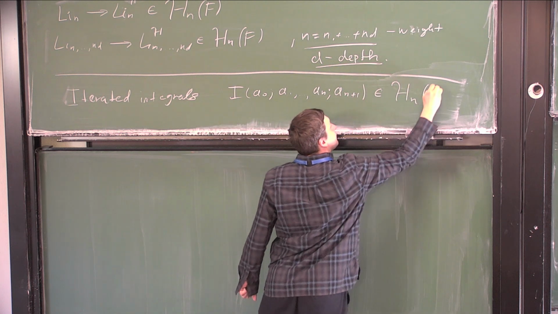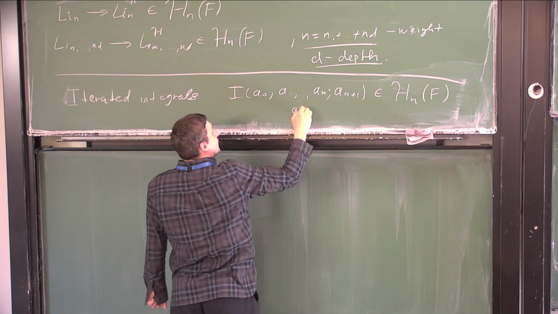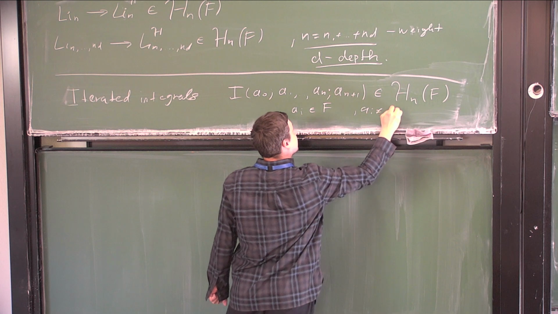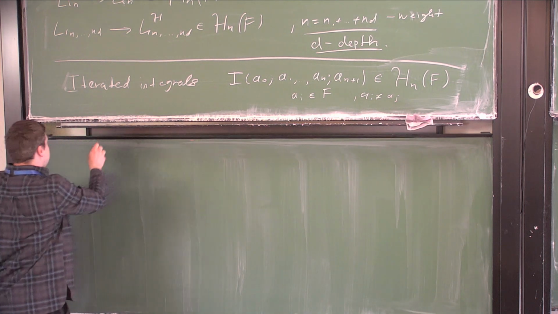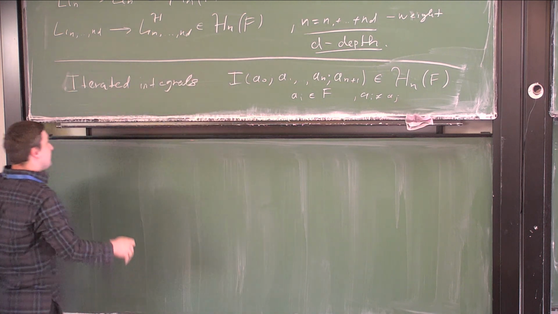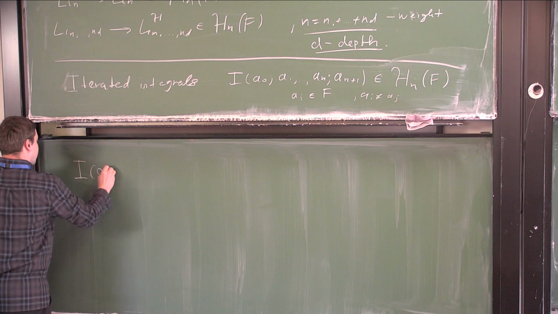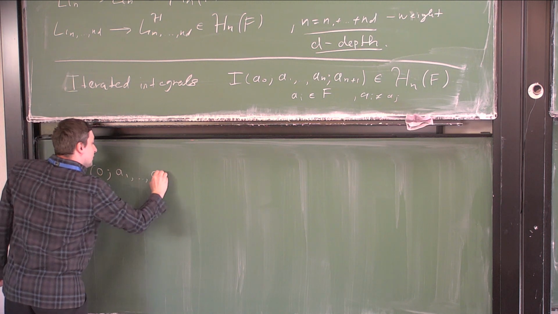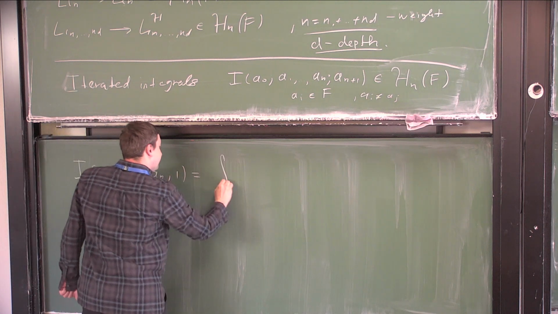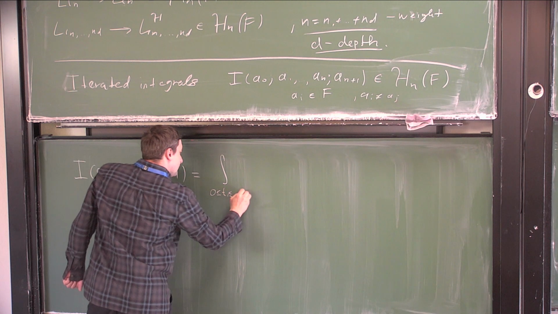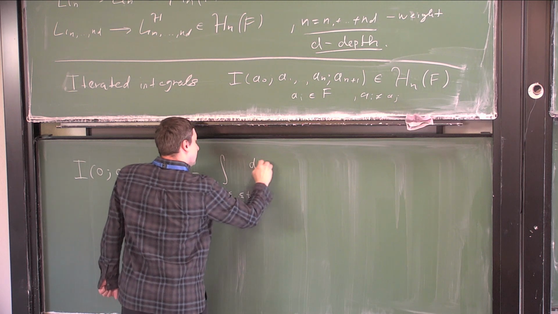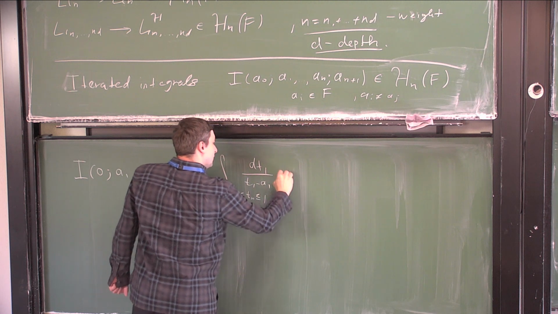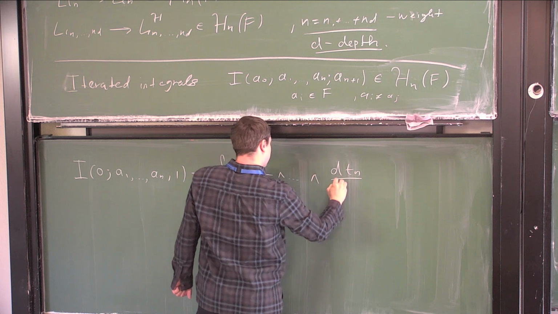It's going to be an element in H_n of F, and the a_i will be some elements of the field, and I'll probably only assume that they're not the same, but it's not actually necessary. So what is the definition of this element on the analytic function level? I will first define it in a special case, and I'll tell what the difference is between this and the general case. It's just the integral over the ordered simplex in n dimensions of a certain differential form.